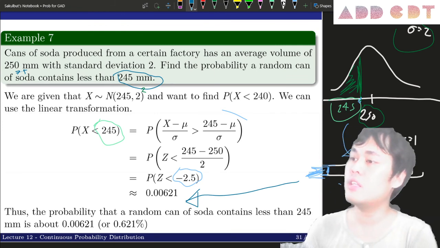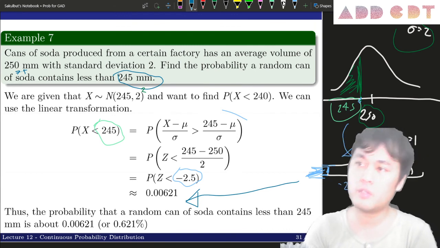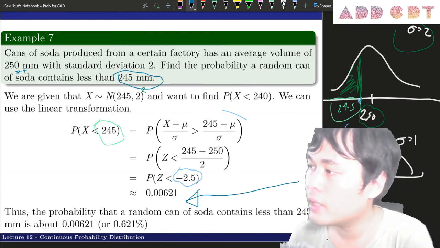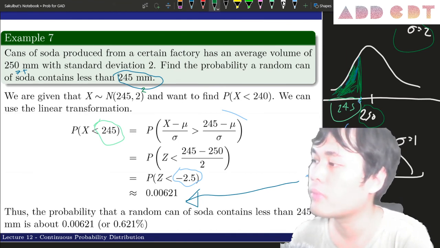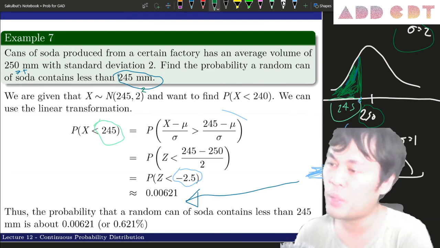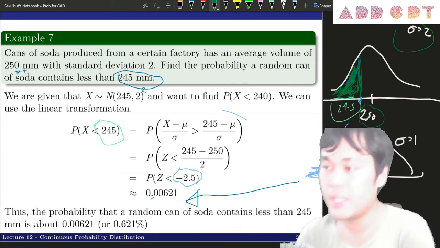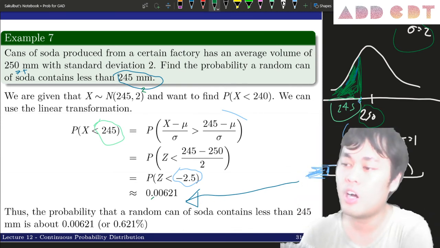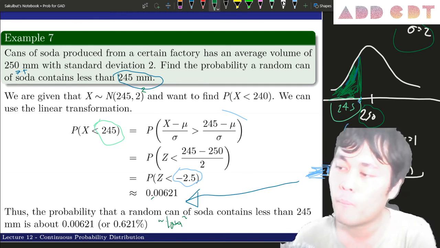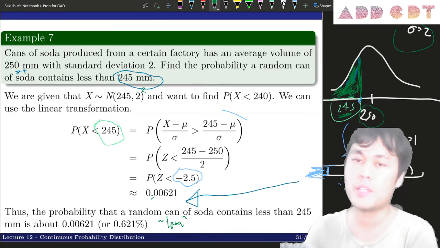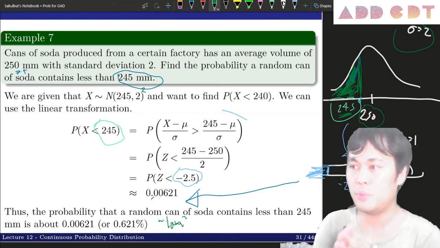So what it means is, if these cans of soda have a normal distribution for the volume, then the probability that a can of soda is too light, that it contains too little volume, is about 0.00621, or 0.621%. We can see that, okay, that's low, right? If you just look at the raw number 245, you have no idea if it's going to be likely to happen.